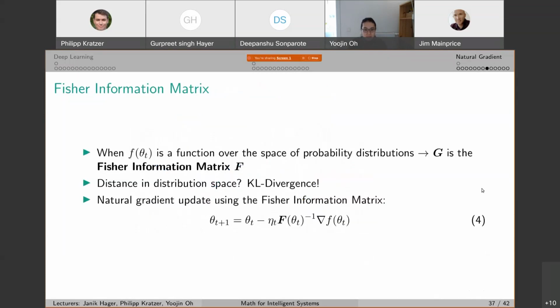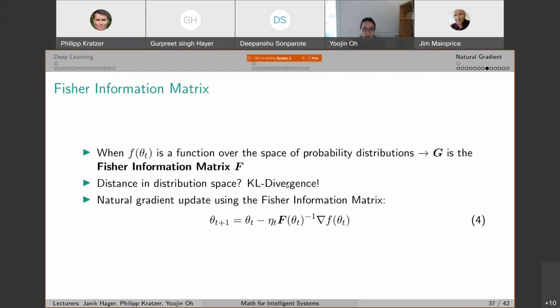Okay, and we'll now discuss the Fisher information matrix. So this f function that we discussed, if it is a function over the space of probability distributions, for instance, let's say we have a policy distribution of a robot arm, and you want to find the parameters that lead to the cost function, or the probability of a policy, then this G, the Riemannian metric, would be called a Fisher information matrix. It's called that when the space lies in the probability distributions.